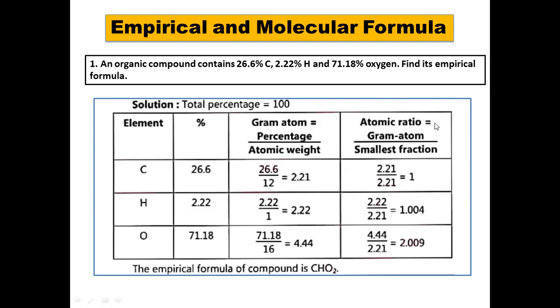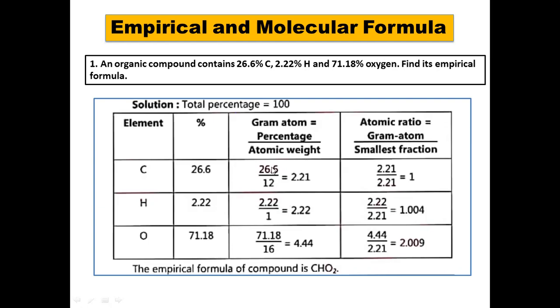So here we'll make one chart to simplify this problem. We have to calculate the empirical formula for which the percentage of different elements is given. The elements are carbon, hydrogen, oxygen, and the percentages are 26.6% for carbon, 2.22% for hydrogen, 71.18% for oxygen. Initially we'll calculate the gram atom, with the formula percentage divided by atomic weight. We know the atomic weight for carbon is 12, for hydrogen it is 1, and for oxygen the atomic weight is 16.